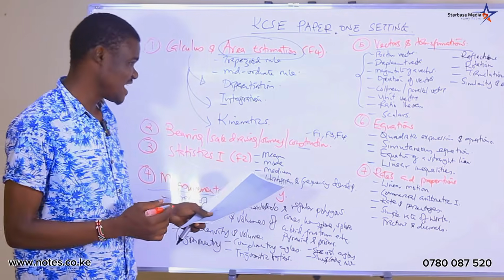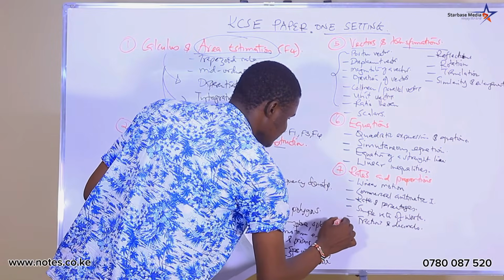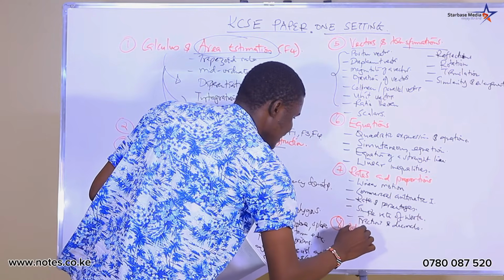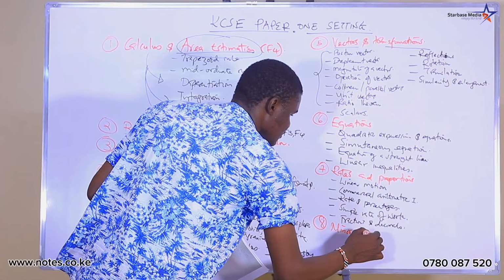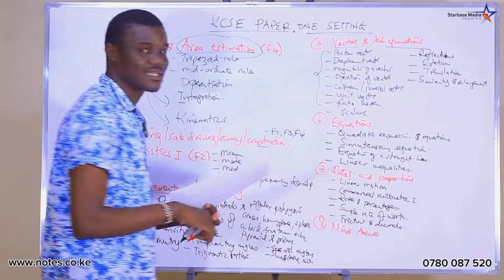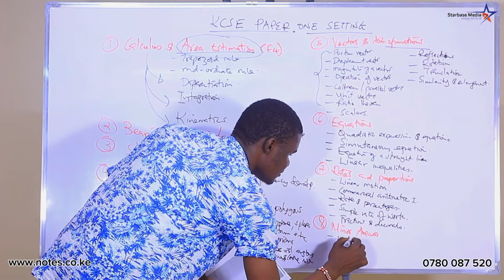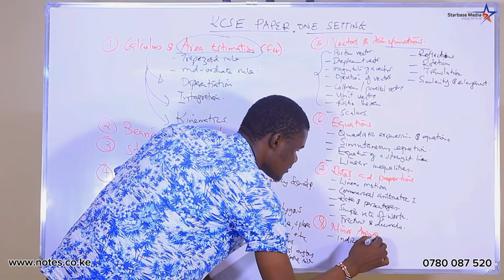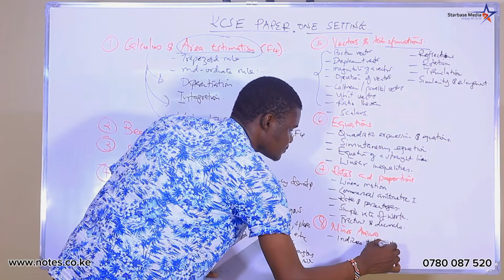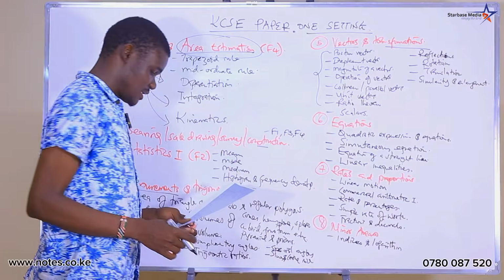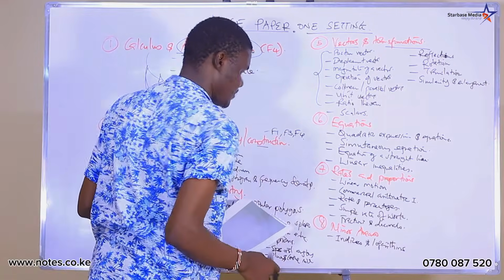We also have other areas that are normally tested. We call them minor areas. Number 1 is indices and logarithms. Indices are a Form 2 topic, logarithm is Form 3.